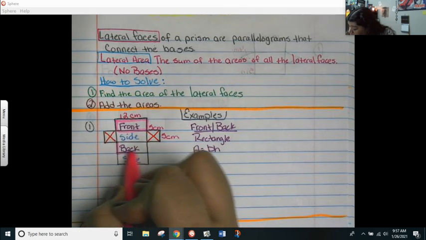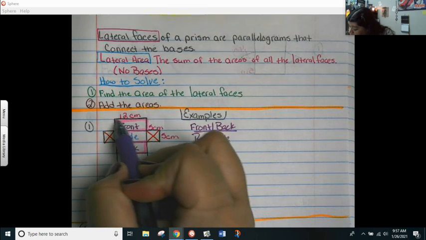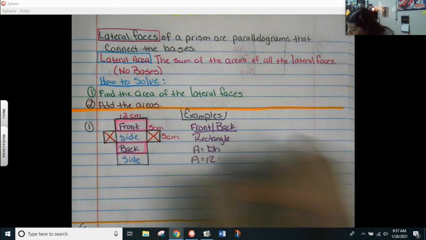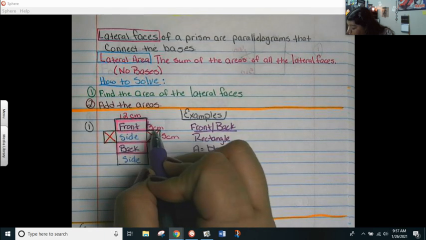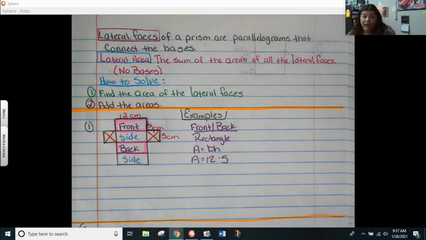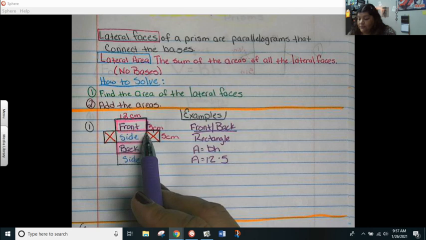There's the front and there's the back. Perfect. And I see here it is a 12 times over here. Well, if this one's 5, this one's 5. So these two are both 5. So this is going to be a 12 by 5. Okay, so it's going to be 12 centimeters times 5 centimeters.